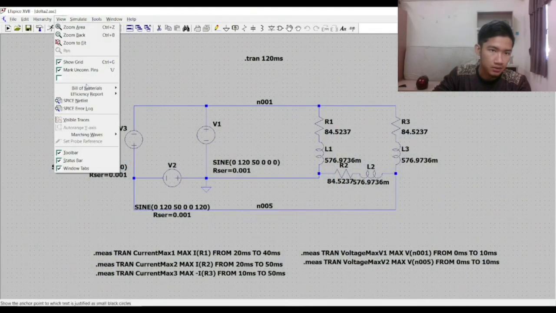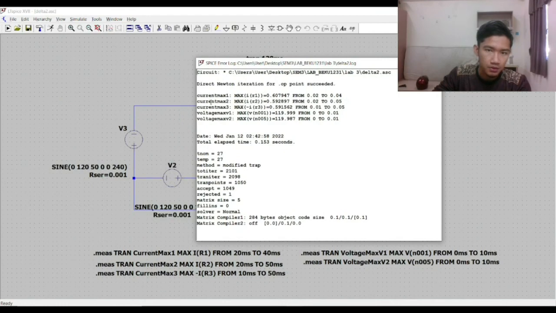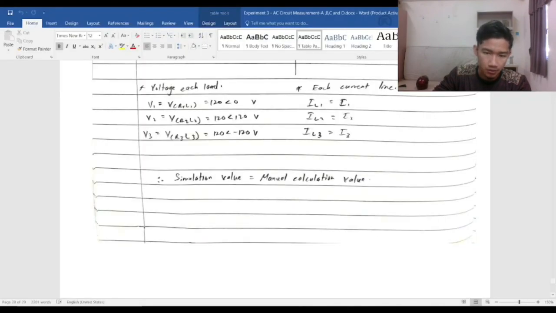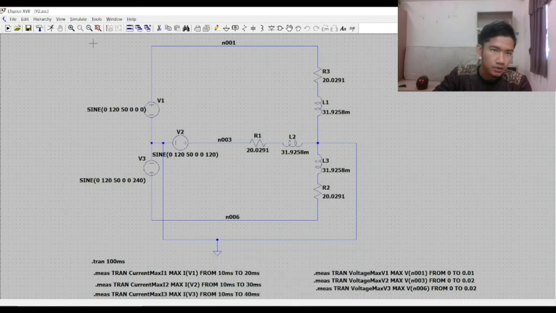Okay, here is the SPICE error log for the delta-delta connection. It shows the max current for R1, R2 and R3, which is around 0.6 plus minus, and also the max voltage for N001 and N005, which is around 120. Okay, next I will go for the Y-Y connection and its error log.